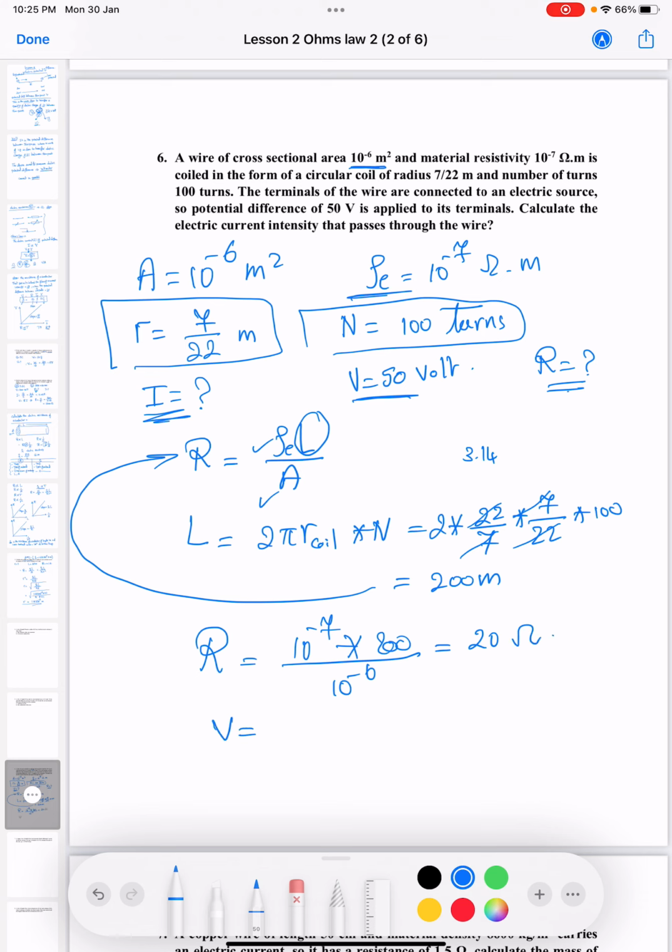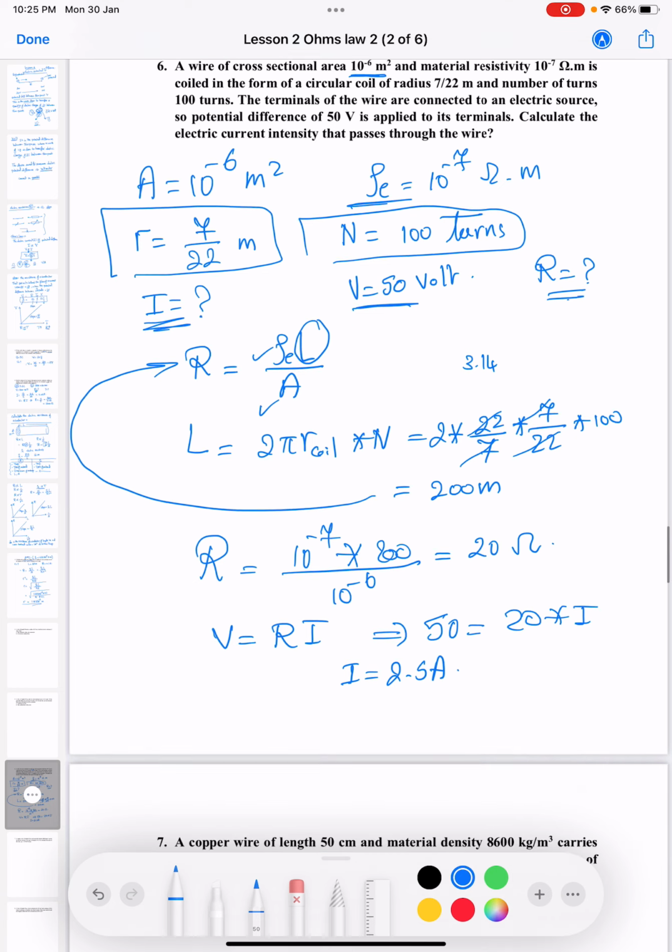So V equal R times I. V 50 equal 20 resistance times I. I equal 2.5 ampere. It's easy. Okay, the next one.